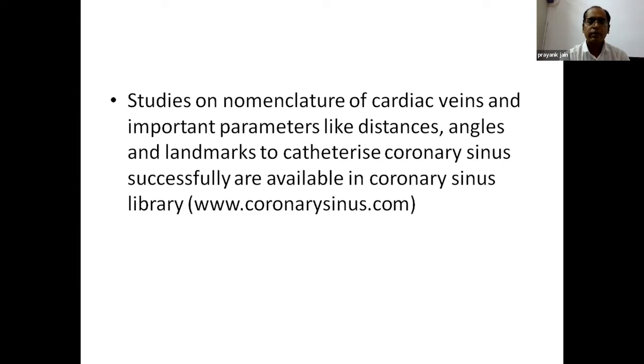Now there is an e-library on the coronary sinus, www.coronarysinus.com, where studies on nomenclature of cardiac veins and important parameters like distances, angles, and landmarks to catheterize the coronary sinus are available. So everyone should visit this website and try to understand the venous anatomy of the heart, and the variation in the venous anatomy of the heart, before trying to cannulate the coronary sinus and use the venous system of the heart for catheter interventions.